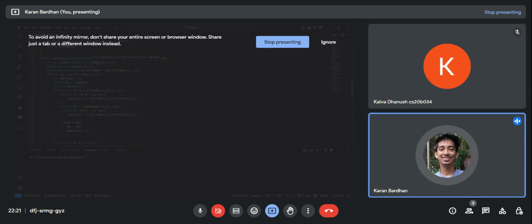So, like Dhanush mentioned, it's a greedy algorithm where we split the algorithm into two halves. First, we run it for the first half of the items, and then we run it for the second half of the items. As you can see, I have two vectors, one for the first half of the iteration and one for the second half, and we're starting off from zero in both cases.